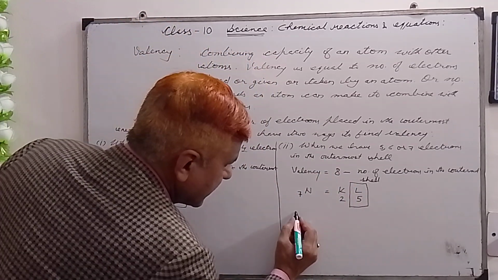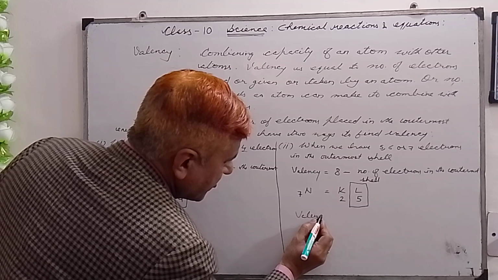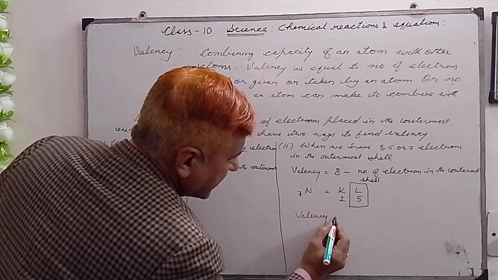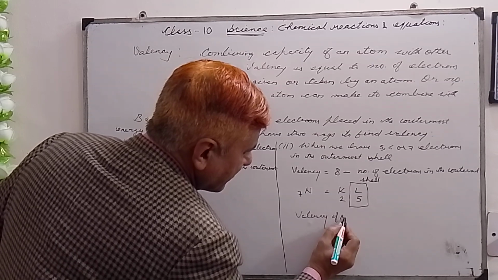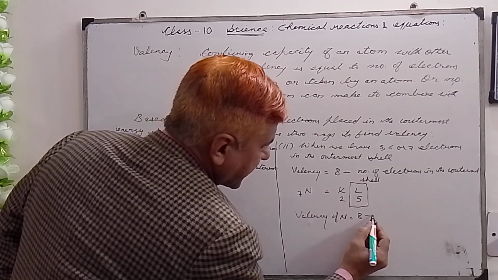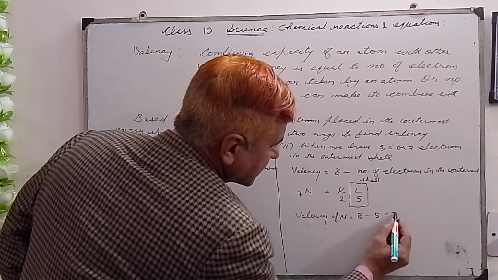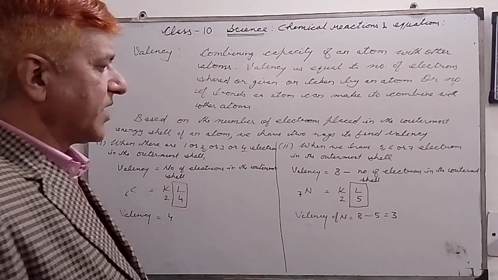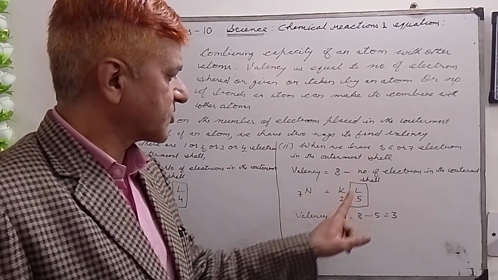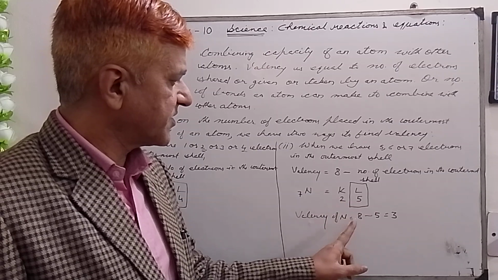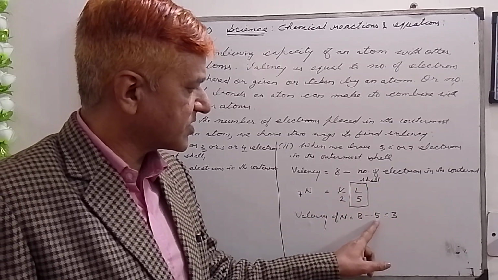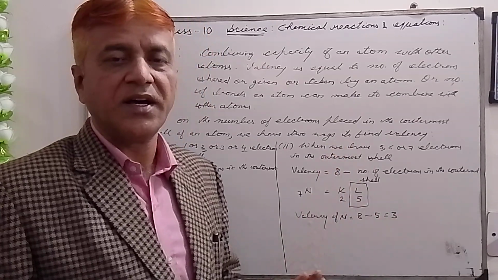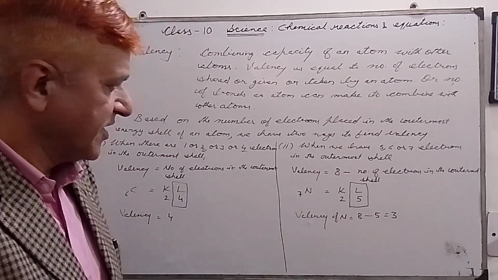So valency of nitrogen is equal to 8 minus 5, which is equal to 3. Here how many electrons are there? 5. So 8 minus 5. 8 minus the number of electrons in the outermost shell, 5 electrons in the outermost shell. So we have valency 3.